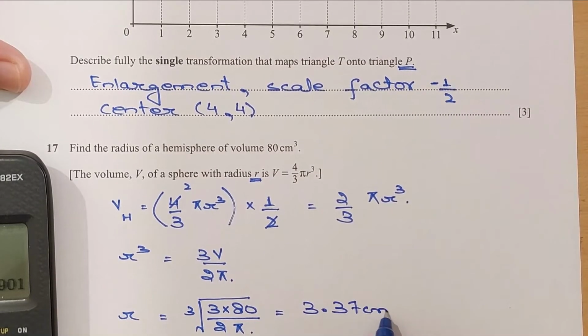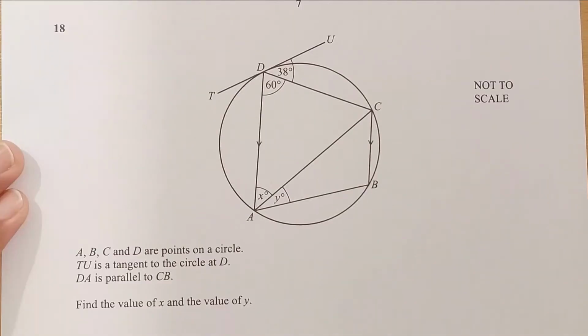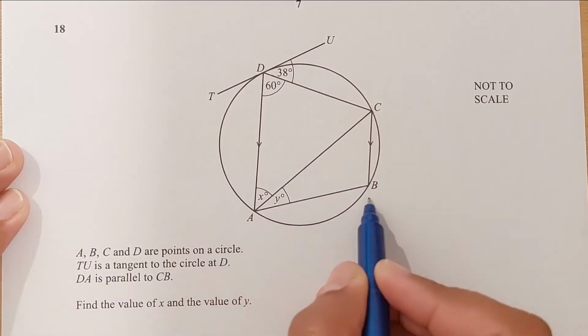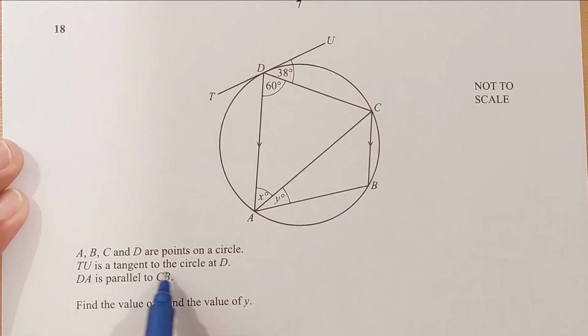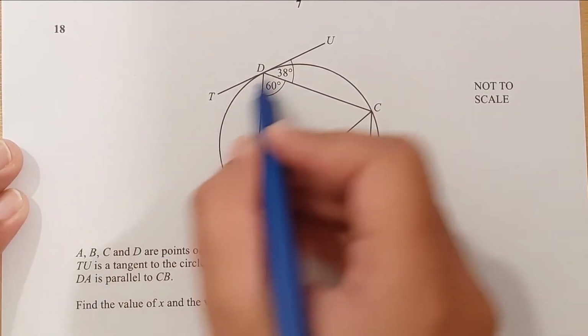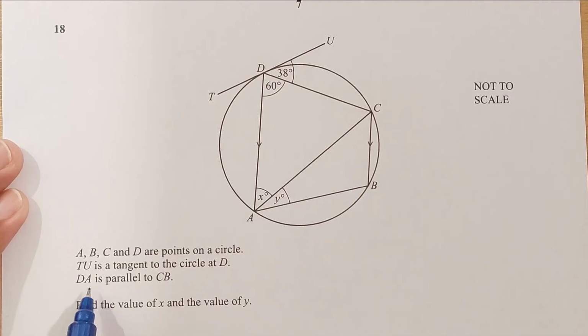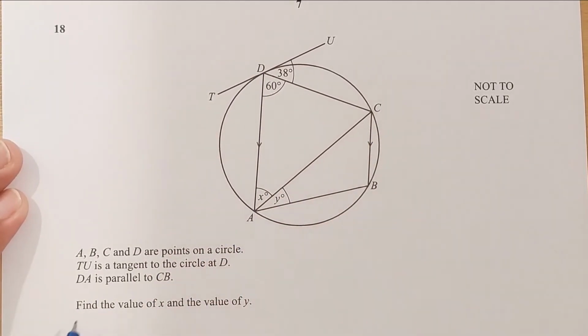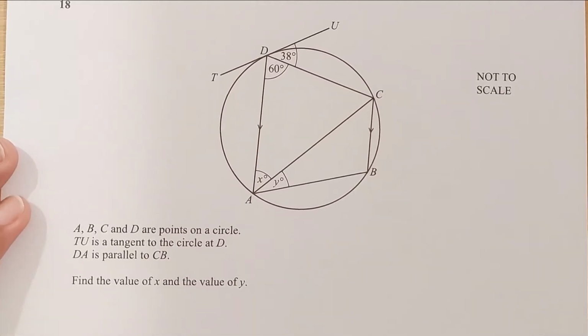3.37 centimeter is the radius of the hemisphere. Question number 18. A, B, C, and D are the points on the circle. TU is tangent to the circle at D. DA is parallel to CB. Find the value of X and the value of Y.